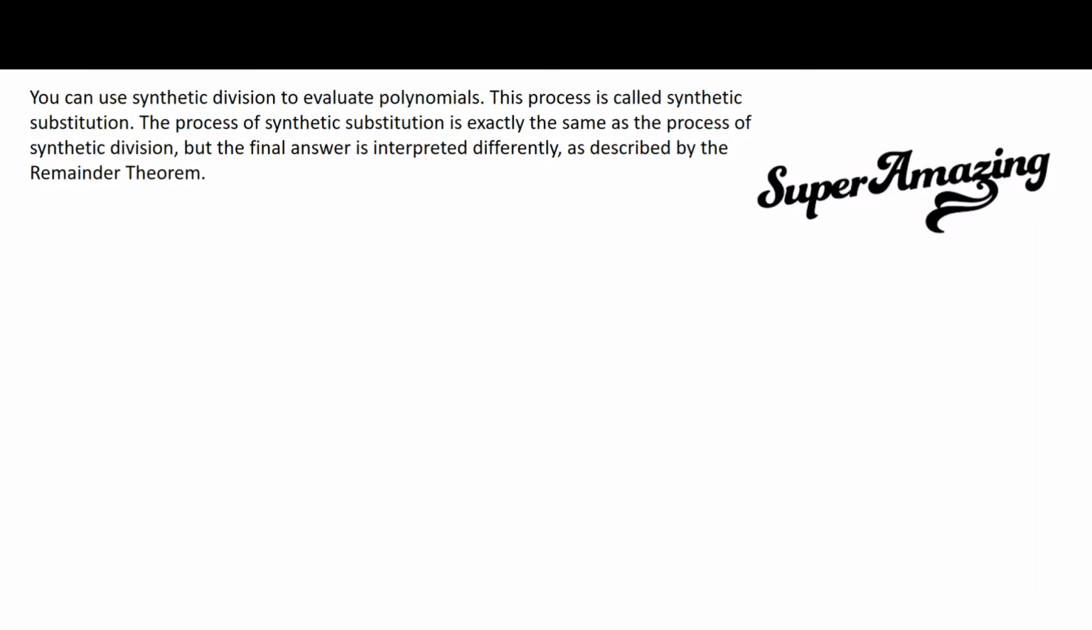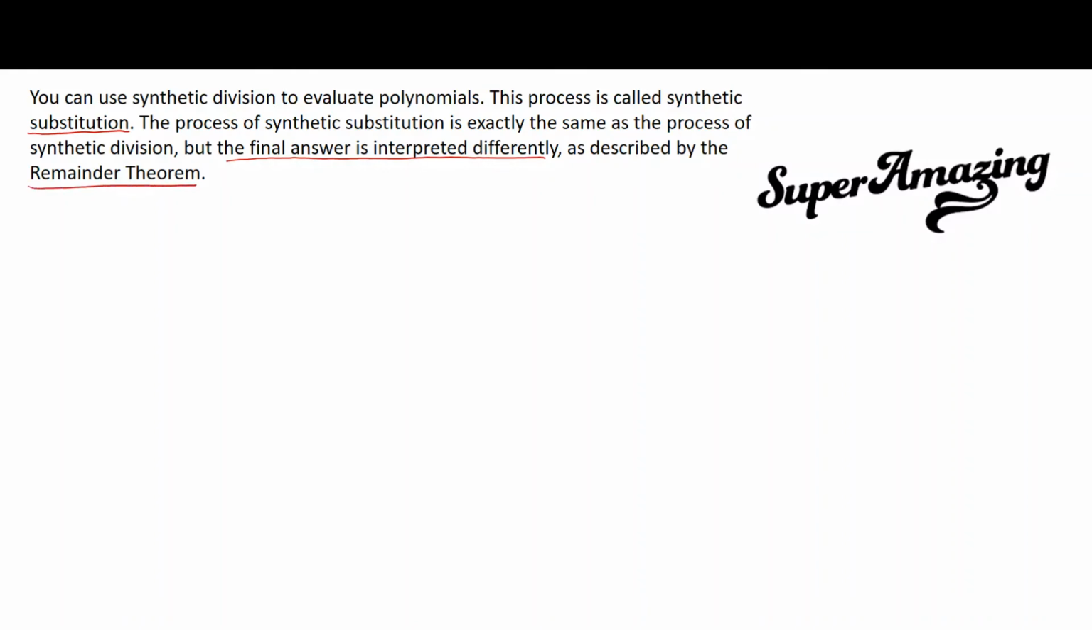All right, so this is super amazing. It just kind of blows my mind that this works, but here's the interesting thing about these numbers and problems that we're doing. You can use synthetic division to evaluate polynomials. This process is called synthetic substitution. The process of synthetic substitution is exactly the same as the process of synthetic division, but the final answer is interpreted differently as described by the remainder theorem.